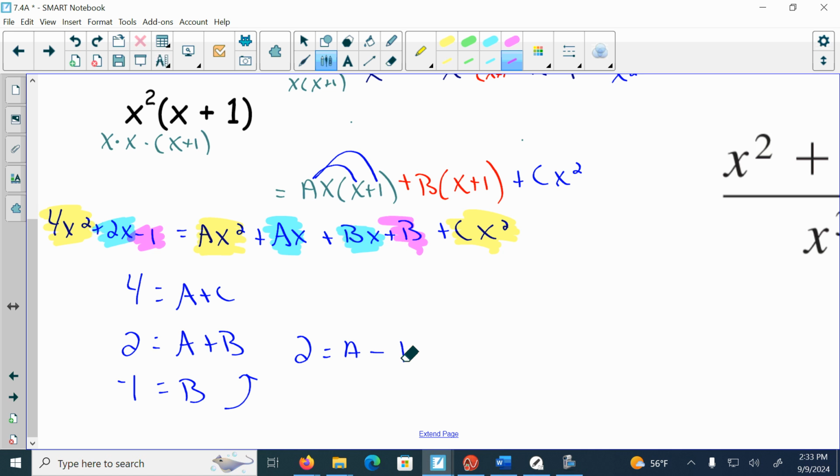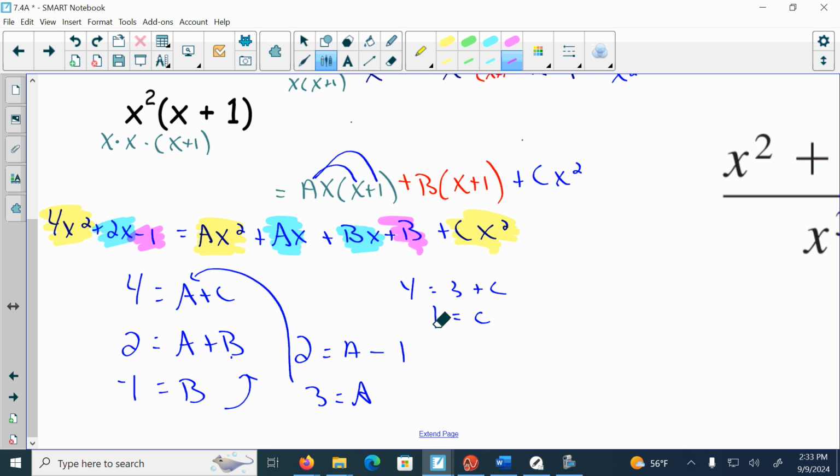So 3 is equal to a? I put -1 in for this b. And then up here I have an a and a c, but I know a is 3. So I'm going to say 4 is equal to 3 plus c, so c is equal to 1.